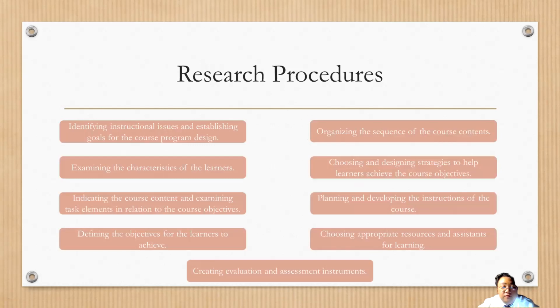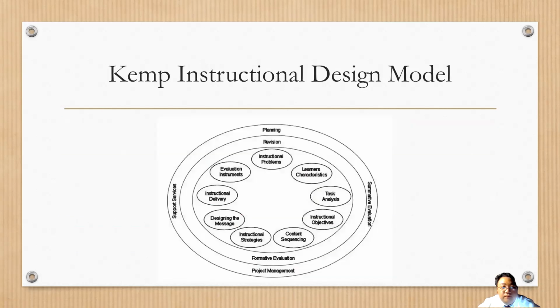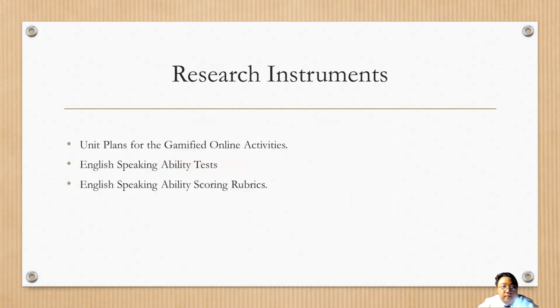So for the research procedures of this study, I developed the gamification approach using the 9 steps of the KEMP model. KEMP instructional design model is a circular instructional design model consisting of 9 main elements. So I use these elements to design and develop the sets of activities to be used in this study.